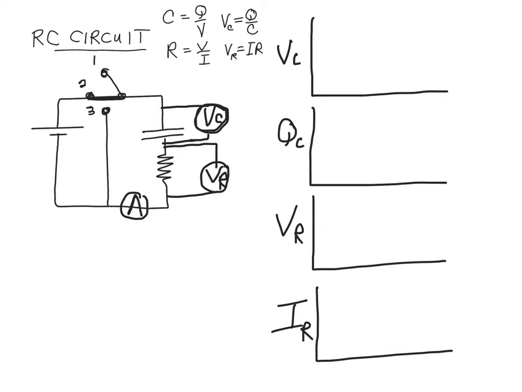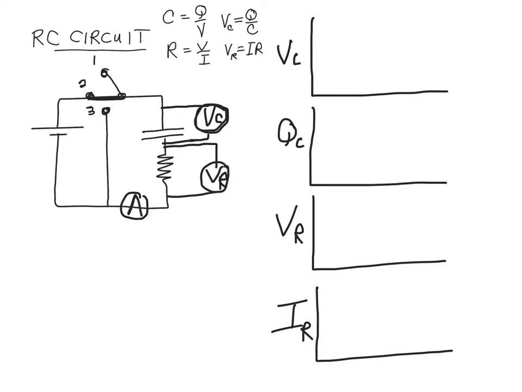Okay, there's a lot on here. Let me walk you through what I did. I put a voltmeter across the capacitor to read the voltage across the capacitor. This is like you did in lab, right? You put a voltmeter across the resistor, and we measured the voltage across the resistor.